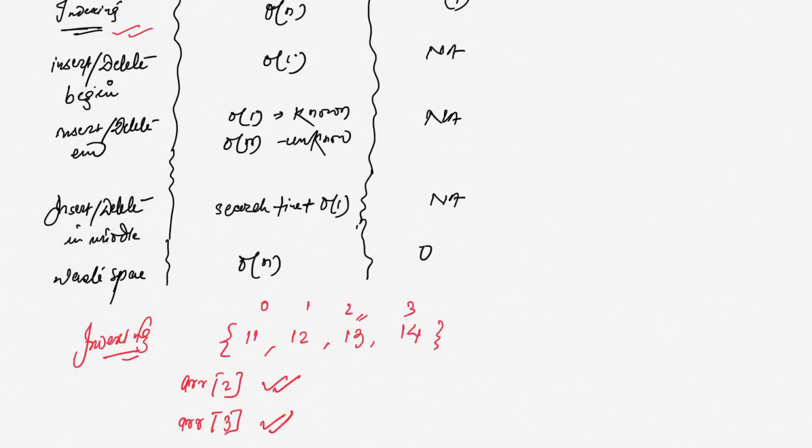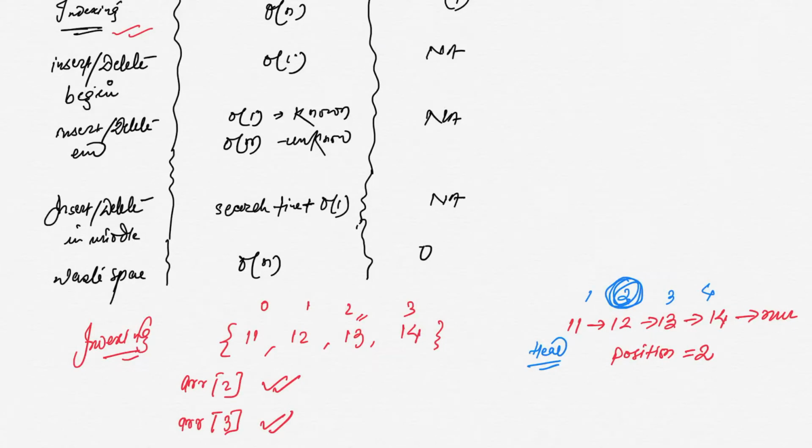But when it comes to the linked list, suppose the linked list has been defined such that 11, 12, 13, 14 and null, and somebody is asking you for position equal to 2, where the positions are 1, 2, 3, 4. To access the second position, you need to traverse from head, go to position 2, and then you will be able to return the value.